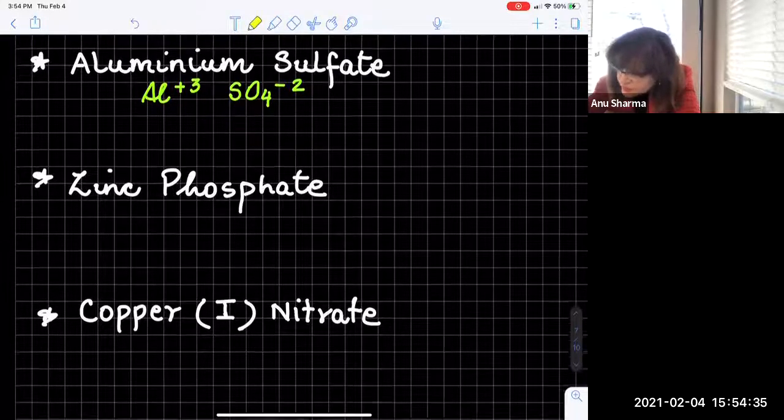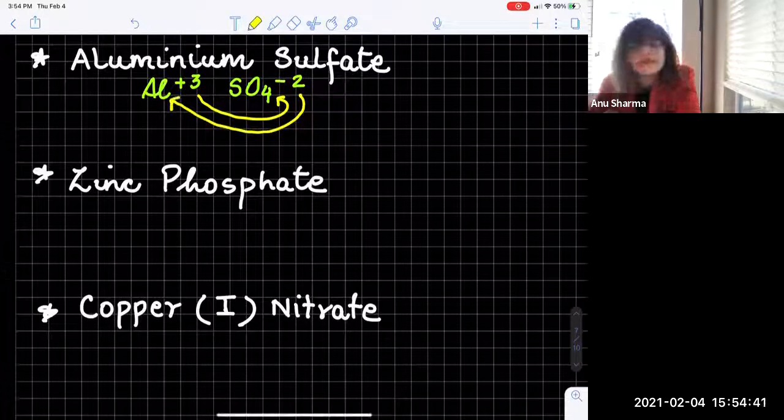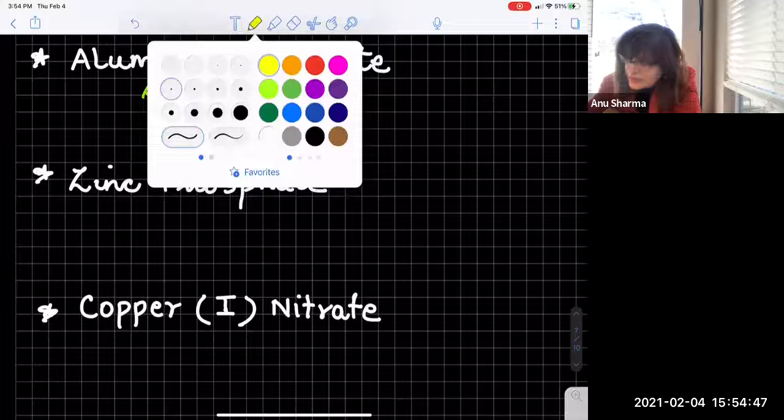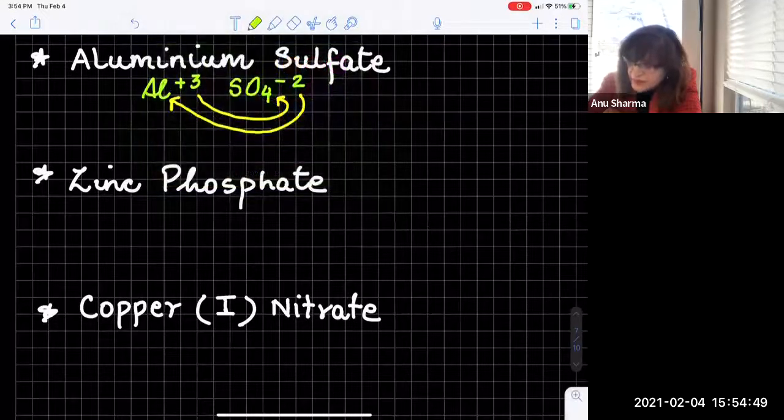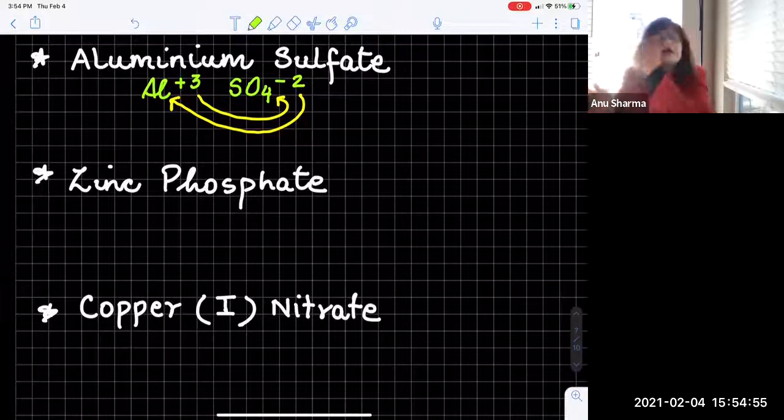Let me just put this one first. So here, this 3 is going to come here, and this 2 comes here. Okay, so they cross, or they switch places. So here we have aluminum. Now here's the thing, aluminum is +3, so more than 1. So that means sulfate is going to be put in the parentheses.